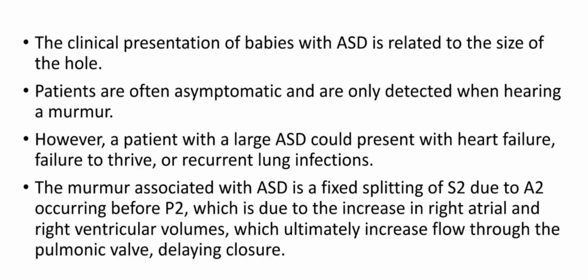The murmur associated with atrial septal defect is a fixed splitting of S2 due to A2 occurring before P2, which is due to the increase in right atrial and right ventricular volumes, which ultimately increase flow through the pulmonic valve, delaying closure.